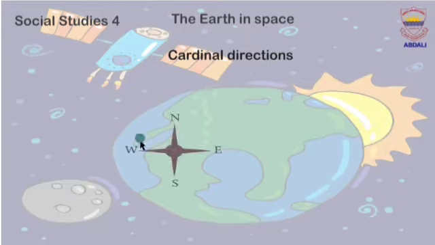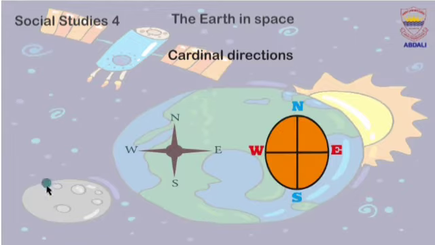The four main points of a compass, north, south, east and west, are called cardinal directions. We have four directions: east, west, north and south. These are the four main points of a compass. Dear students, now tell me, what are cardinal directions? Cardinal directions are the four main points of a compass, and they are north, south, east and west. They are called cardinal directions.